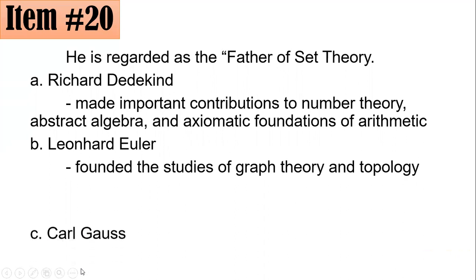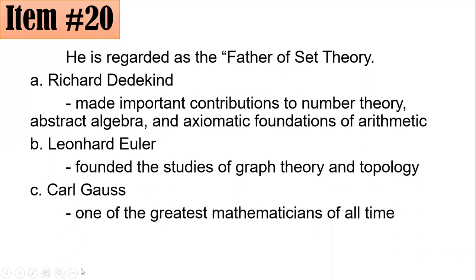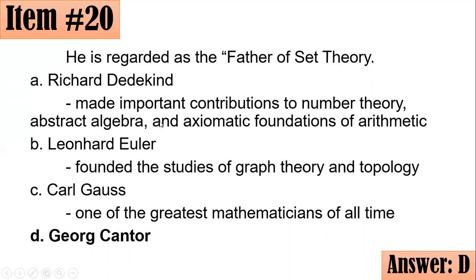How about letter C, Carl Gauss? In fact, it is still not him, but he is regarded as one of the greatest mathematicians of all time. So A, B, and C are wrong. So this tells us that D is the correct answer here. George Cantor is regarded as the father of set theory. Okay, so far so good.